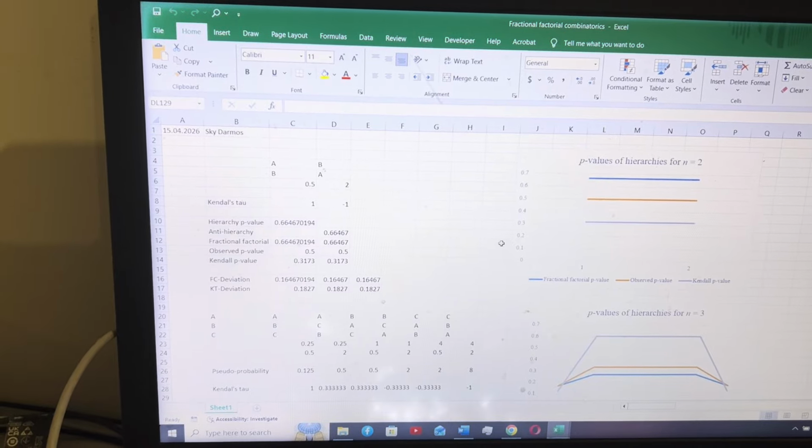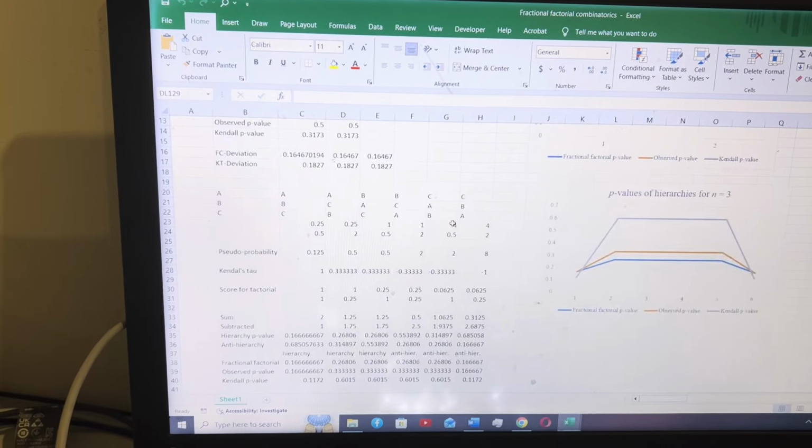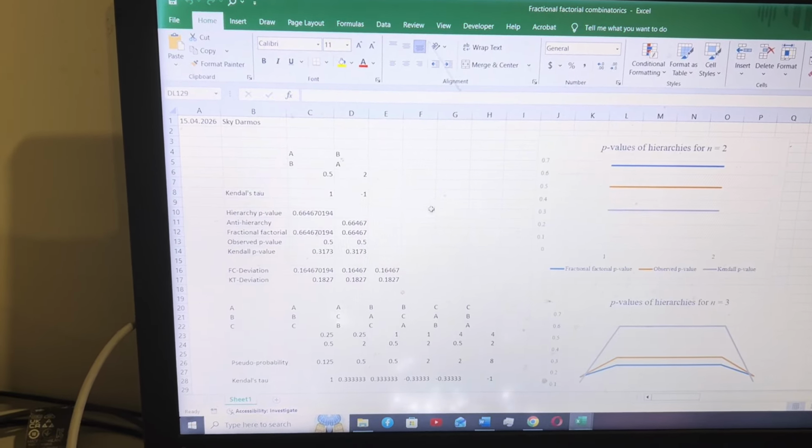It turns out that my original method of calculating p-values is still more valid than the new idea I had yesterday or the day before yesterday. So this is the original method.